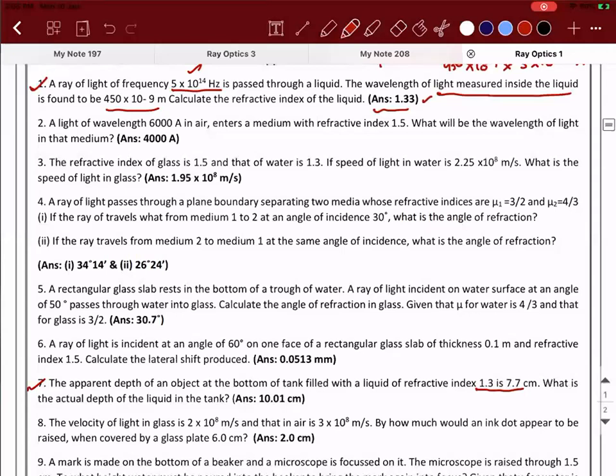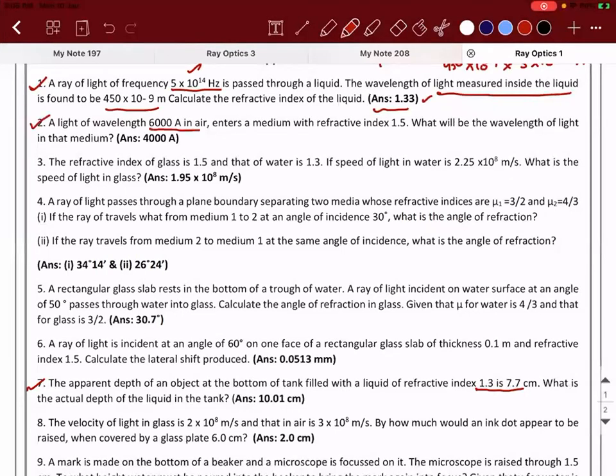Second, a light of wavelength 6000 angstrom in air enters a medium with refractive index 1.5. What will be the wavelength of the light in the medium? So what is the relation between refractive index and wavelength? The refractive index is directly proportional to... Wavelength, sorry, sir, is it not inversely proportional? Yes, it is inversely proportional to wavelength.